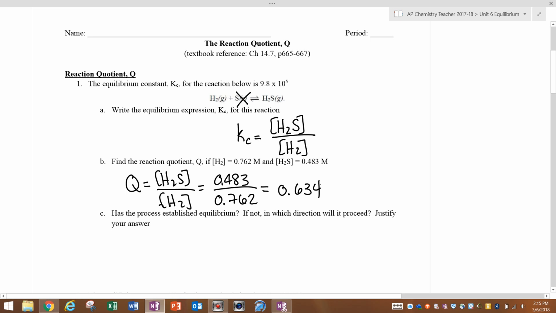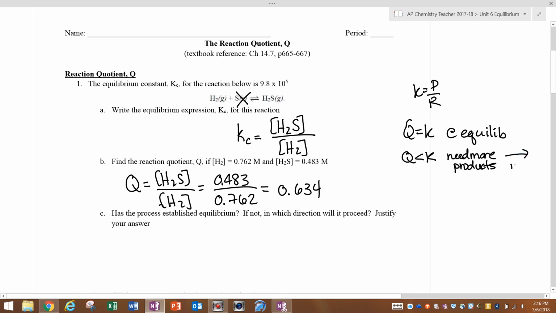This number will tell me whether or not I am at equilibrium. If Q is equal to K, then I am at equilibrium. If Q is less than K, then remember K is products over reactants. So if my ratio is not big enough, that means I need more products. In order to reach equilibrium, my Q value needs to get bigger. So I'm going to get that by making more products. So that means my reaction is going to proceed to the right.